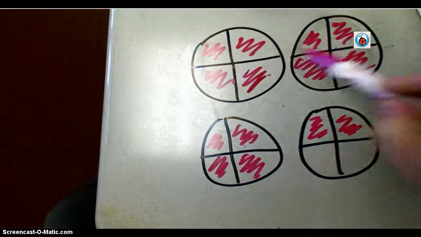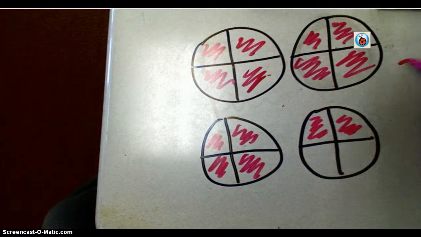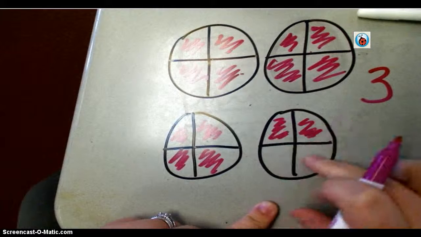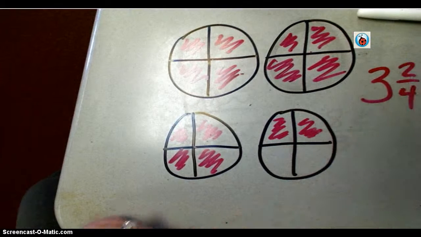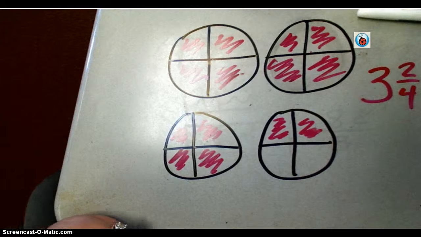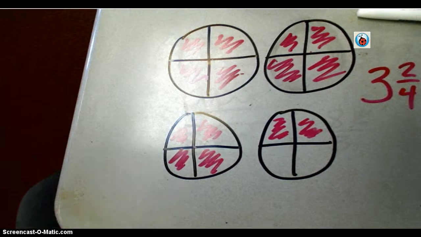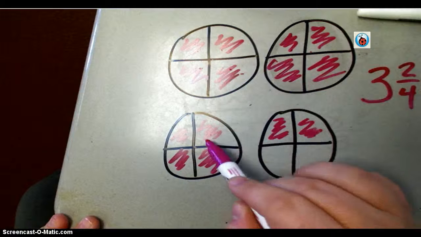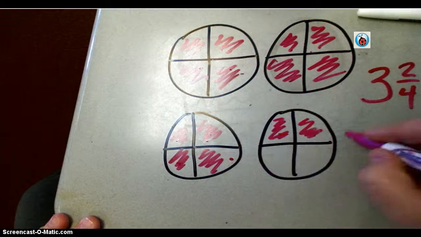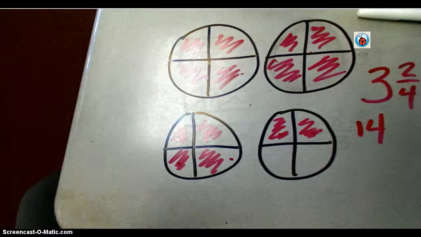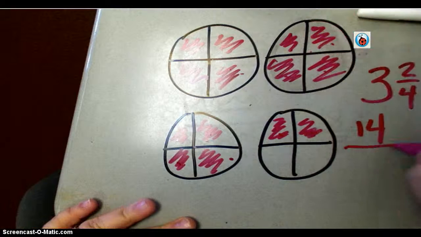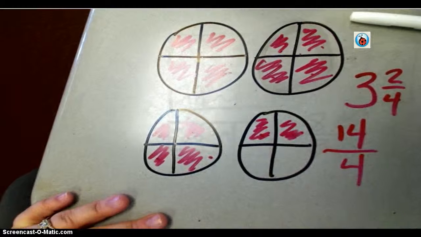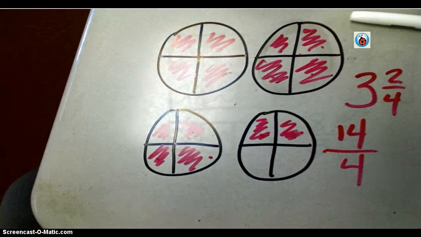When I look at this, I have 1, 2, 3 whole figures shaded. When I look at my last figure, I have 2 out of 1, 2, 3, 4 sections shaded. 3 2/4. When I get my improper fraction, I'm counting all the ones that are shaded. So here's 4, 5, 6, 7, 8, 9, 10, 11, 12, 13, 14. If I look at one whole, it's broken into 4 sections. 14/4. Those should have been your 2 answers. Good?